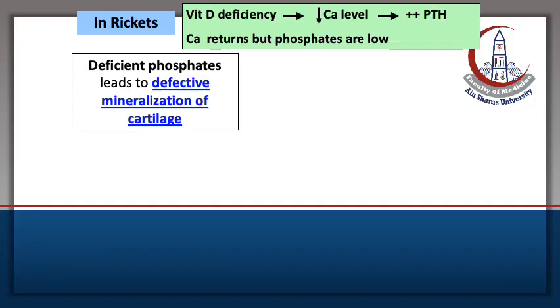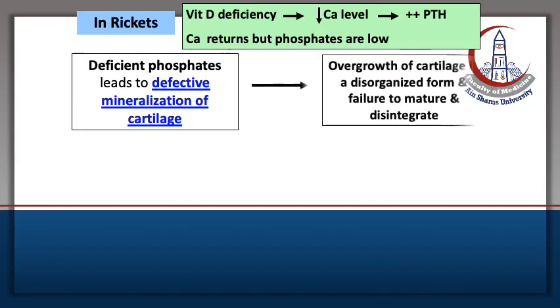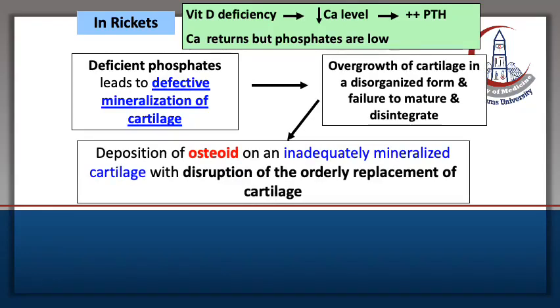In rickets, with a vitamin D deficiency and decreased calcium level, with reactive parathyroid hormone increase, with a derangement of the calcium phosphate ratio, preventing the normal mineralization of the growing osteoid, there will be defective mineralization of the cartilage, overgrowth of the cartilage in a disorganized form, and disintegration. This will lead to deposition of osteoid in an inadequately mineralized cartilage and disruption of the orderly arrangement of the cartilage.